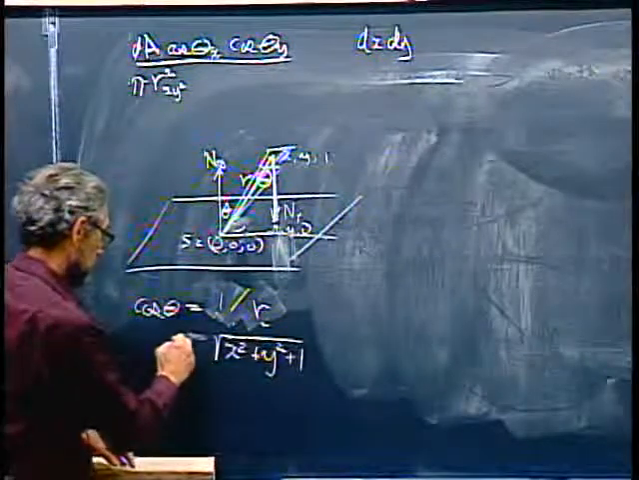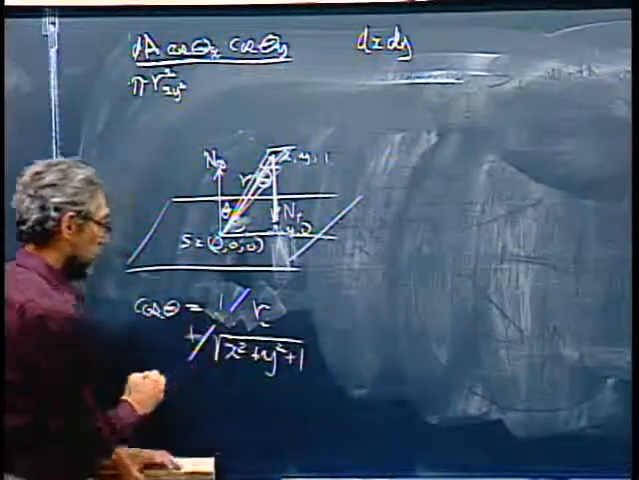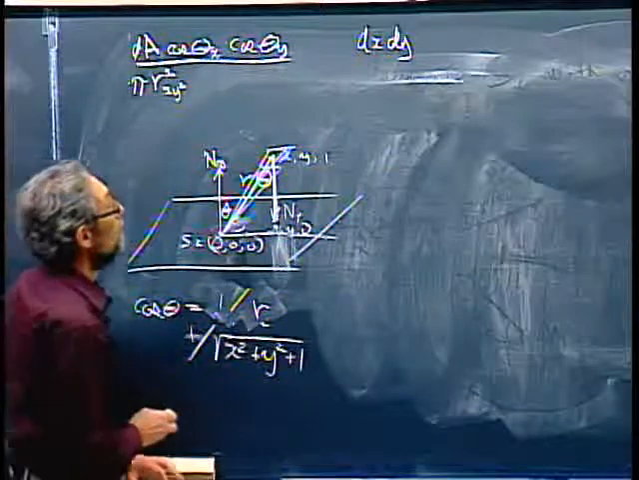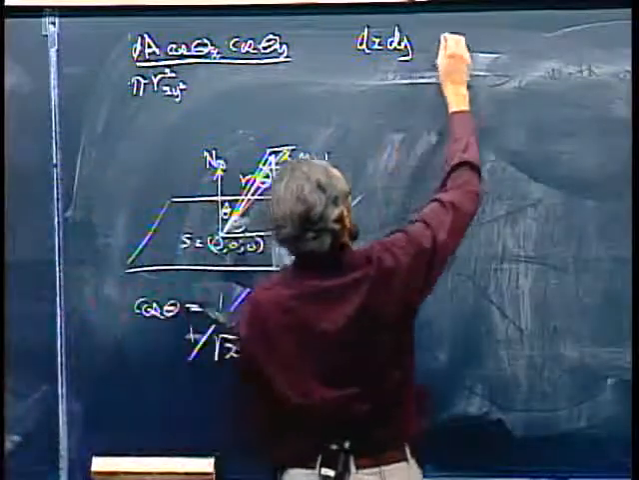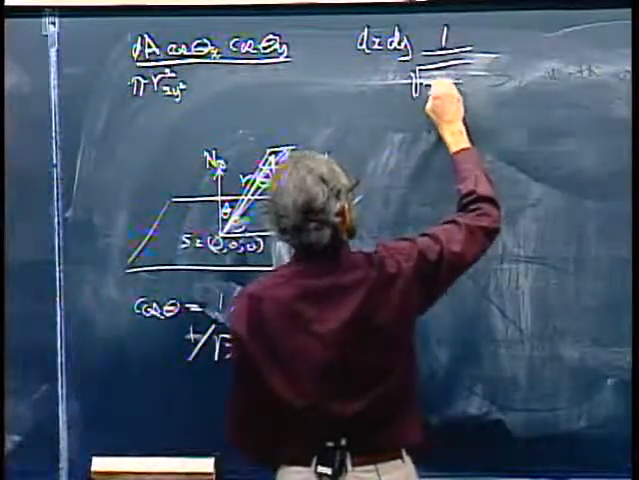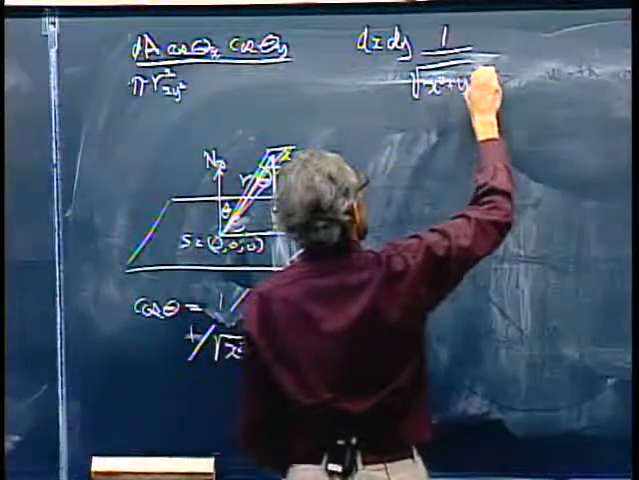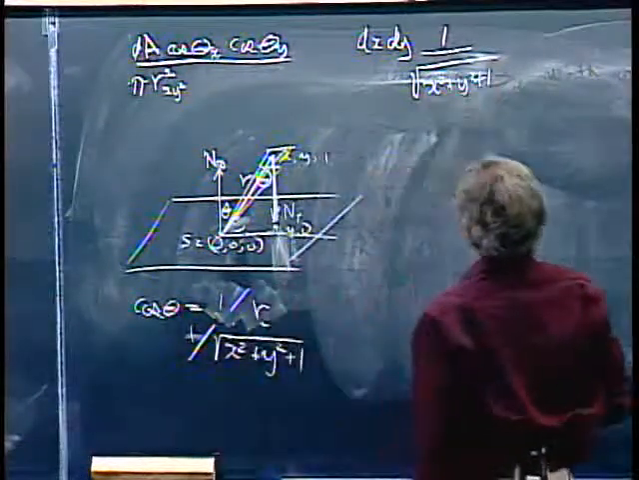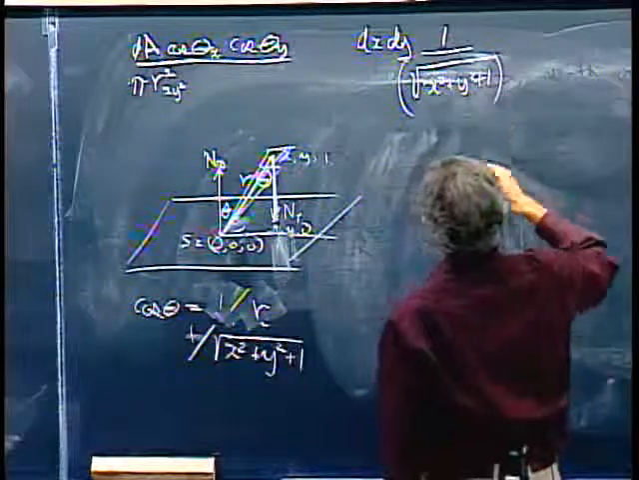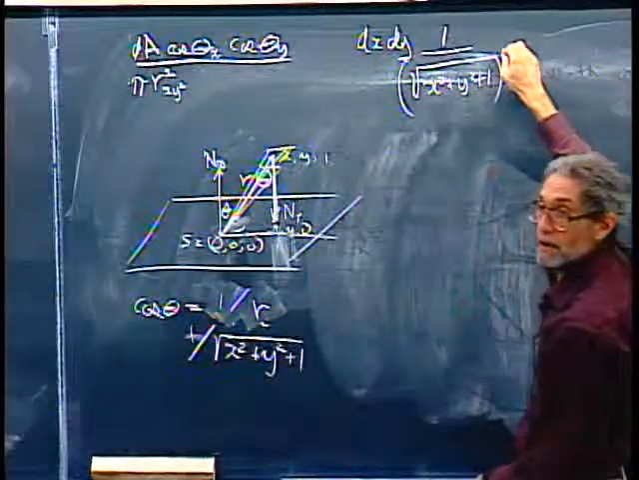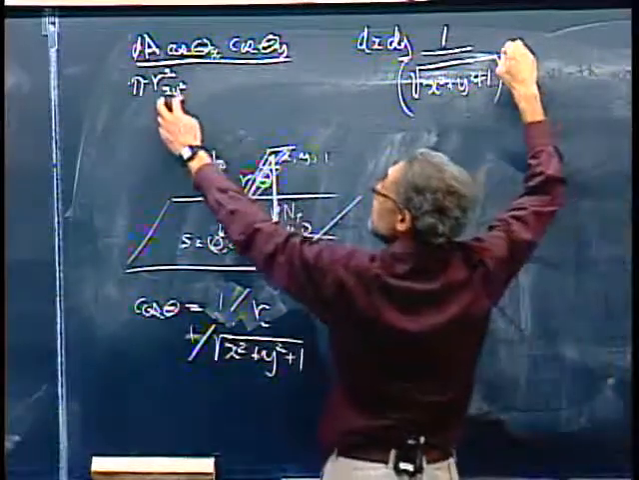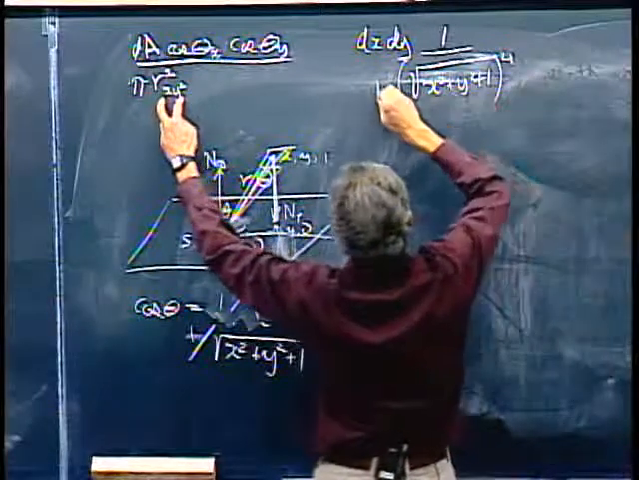So that's 1 over that. Okay, so I have 1 over the square root of x squared plus y squared plus 1 for the first cosine, and then another 1 for the second cosine, and then 2 more for here. So it's actually to the 4th power.